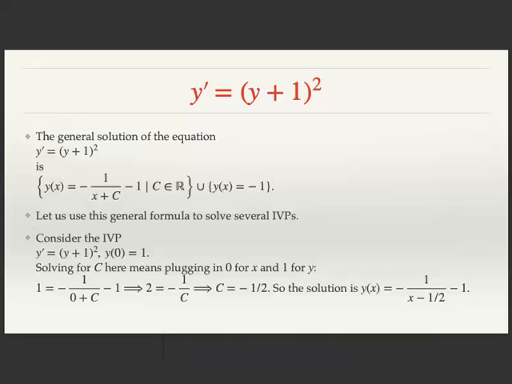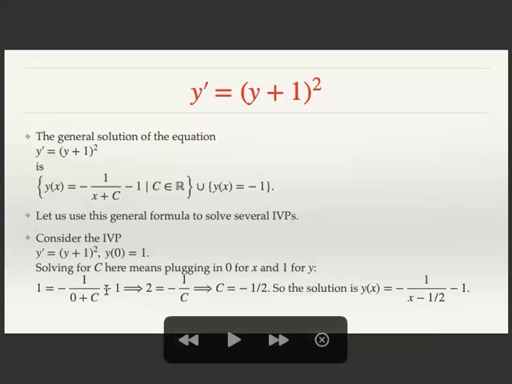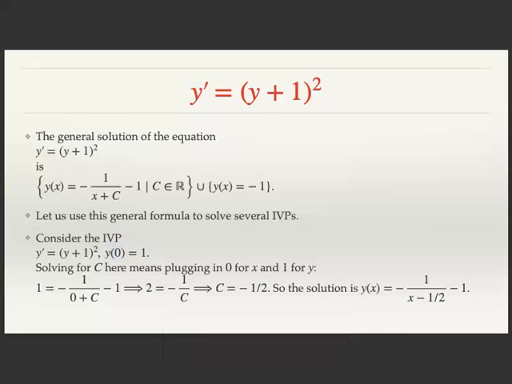Any question up to here? This is a good way of solving it. First, find the general solution, and then find the correct value of the constant for the initial value problem if you're given initial conditions. This value of c corresponds to the initial condition y(0) = 1. Any question up to here?